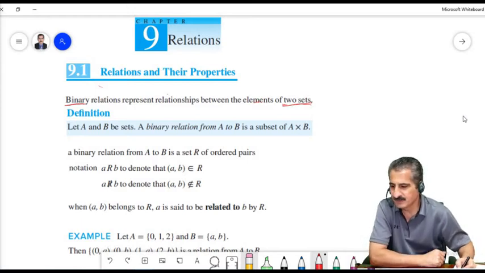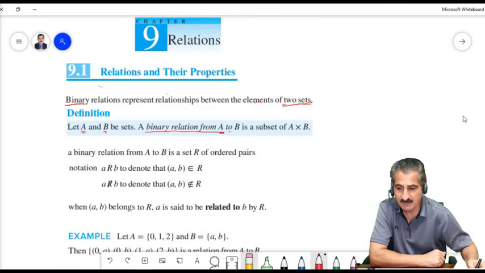So here is the definition of relation. Let A and B be sets. Then a binary relation, this is how we say it, a binary relation from A to B is a subset of A cross B.